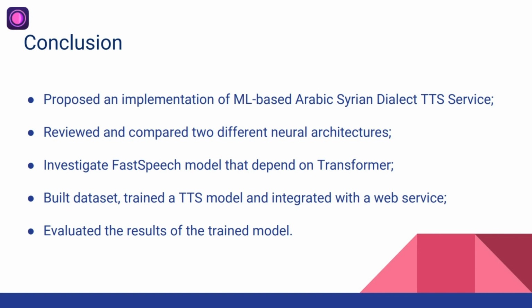To come to a conclusion to this presentation, we proposed an implementation of a TTS service based on machine learning techniques that produces speech in the Arabic language using Syrian dialect for common sentences. We did this by reviewing available solutions, especially Tacotron and transformers, investigated how the FastSpeech architecture that is based on transformers works and how to train it. We created and built our own dataset, trained the models, and integrated them into a web service that got evaluated by users and showed us high accuracy corresponding to the responses of the users.